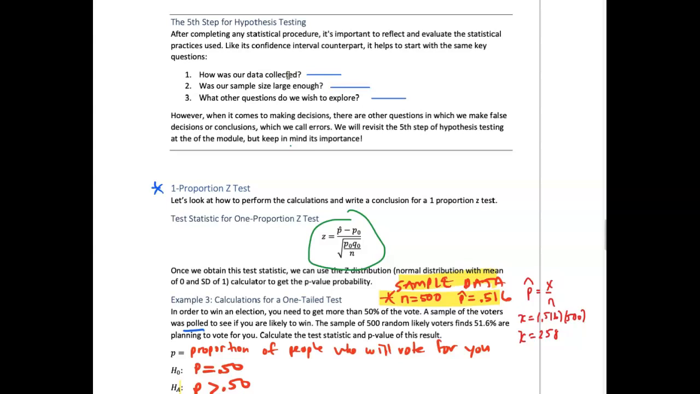These are the same questions we asked in previous modules. And then, of course, after you've conducted your analysis, we ask ourselves, are there other questions we want to explore? What's going on? So don't forget the fifth step.